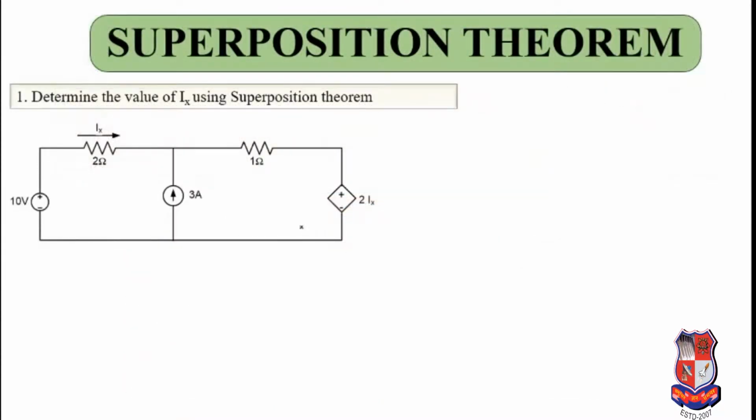So let us take an example. Over here you can see there is a numerical given where there is a dependent source which is mentioned over here. Okay.